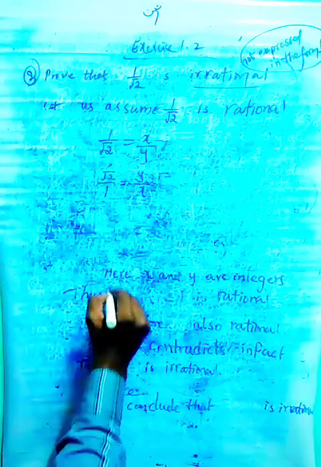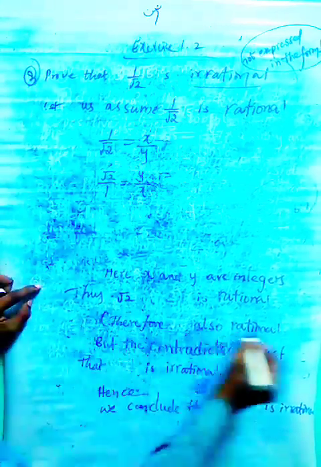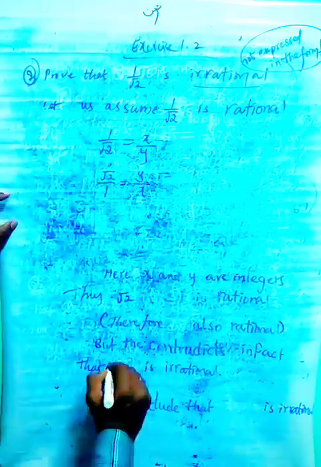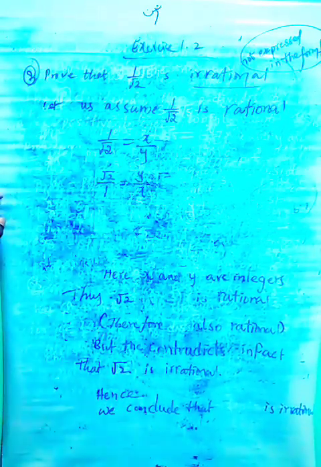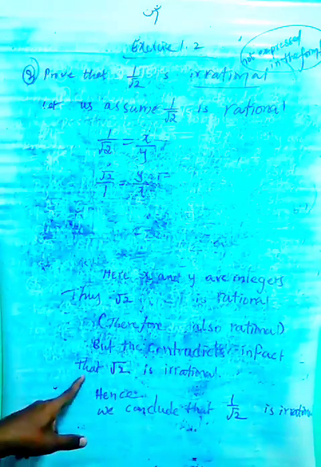Thus root 2 is rational. But that contradicts the fact that root 2 is irrational, which we already proved. Hence we conclude that 1 by root 2 is irrational. So understood, here x and y are integers, so root 2 would be rational, which contradicts the fact that root 2 is irrational. Very simple answer.